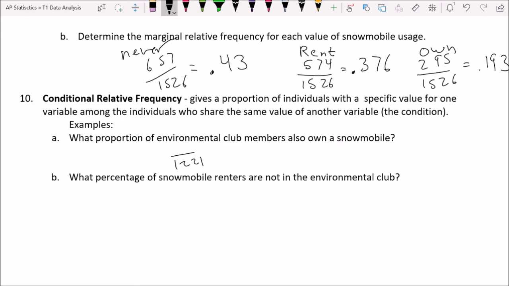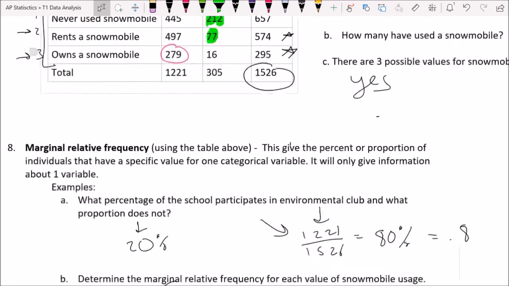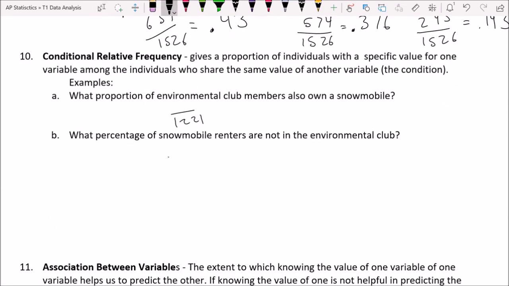So of these 1,221, how many of them own a snowmobile? 279 of them. So this is 279 out of 1,221. They asked for a proportion, not a percentage. That's 0.229.